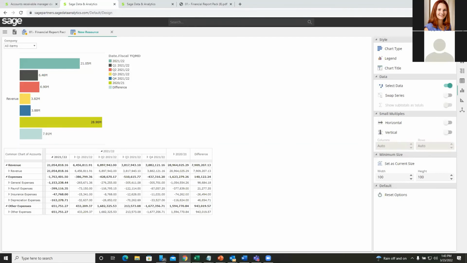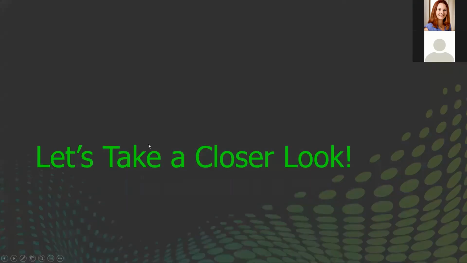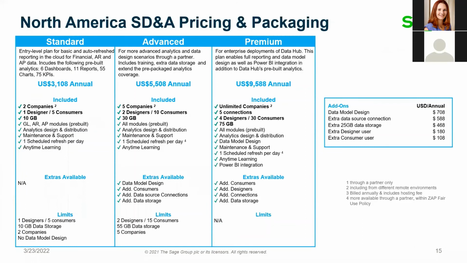I'm going to go back and talk to just one other element on the slides, if I can. To do that, I just need to switch across, and that is the packaging and pricing of the solution. So those of you that are not familiar with Sage Data and Analytics, it comes at 3 different price points. It is available as a standard package, an advanced package, and a premium package.